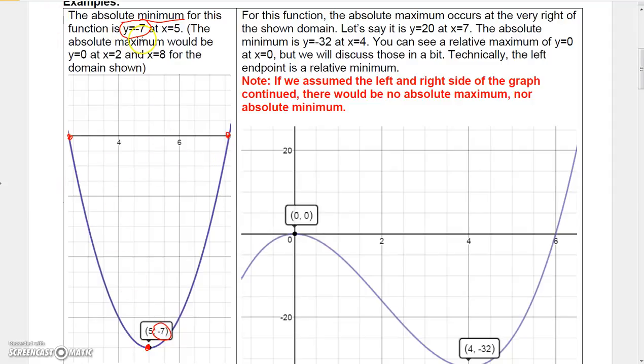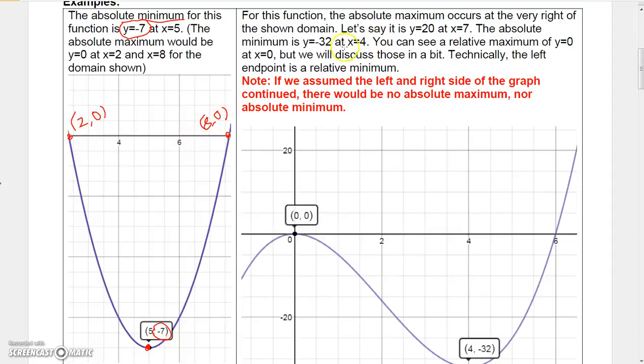And there's actually the absolute maximum on this interval. Well, there's actually two places where it occurs. There's only one maximum, but there's two places where it occurs. Right here at this point, you have the point (2, 0), and then over here you have the point (8, 0). So basically 0 is the maximum value over this interval.